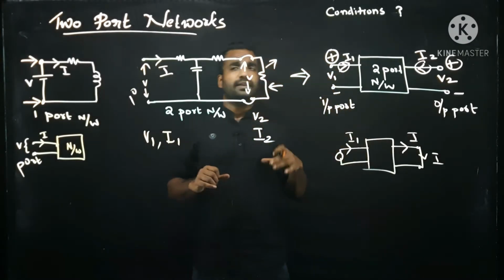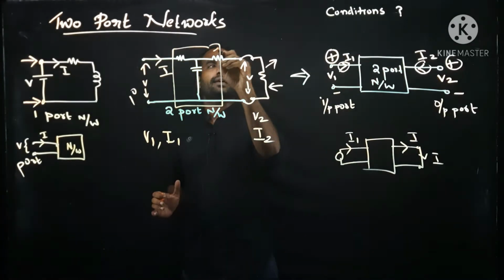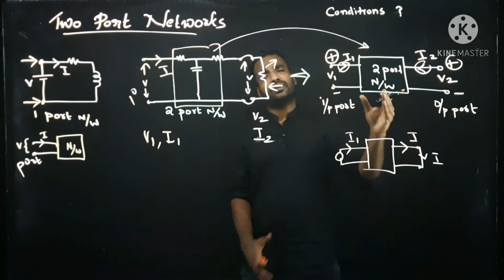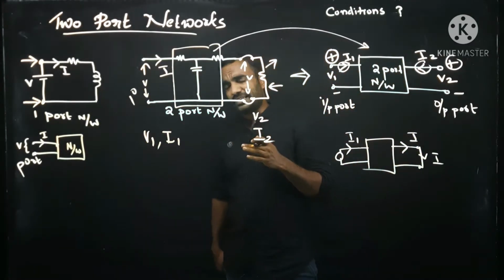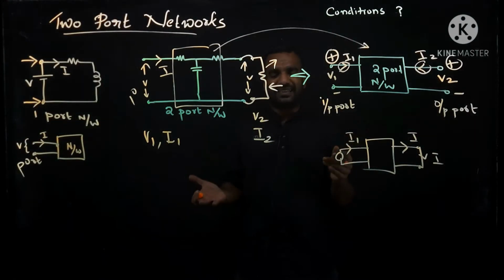So this was the actual circuit that I represented here as a box. I will call this a black box. Why am I calling it a black box? What is the concept of a black box? I don't know what things are inside a black box.